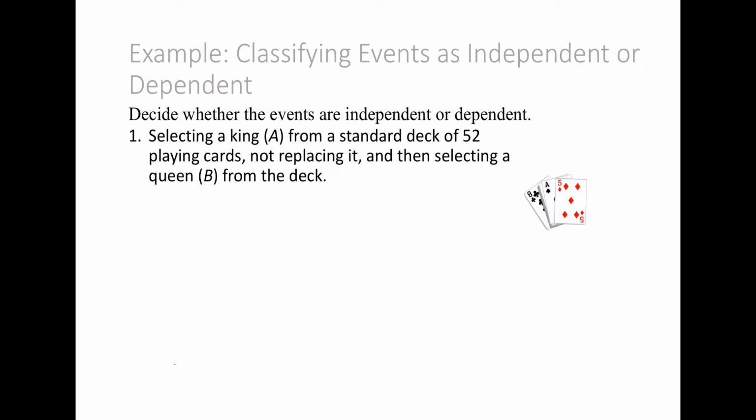Okay, so question 1, selecting a king from a standard deck of 52 playing cards, not replacing it, and then selecting a queen from the deck. That's what we saw in the first one. So these are dependent events.